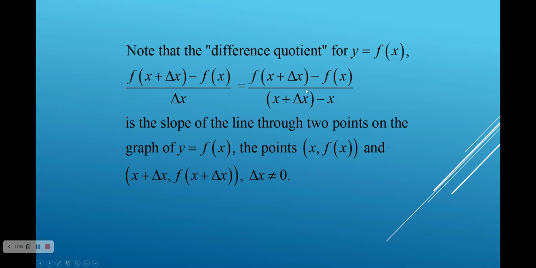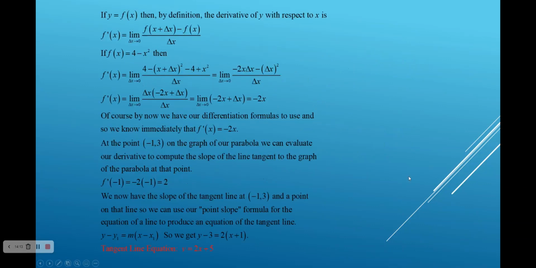So your difference quotient is actually giving you the slope of a line through 2 points on the graph of your function, as long as your delta x is not 0. This point and that point, picking a value for x and a value for delta x, give you 2 points on the graph of your function. So in calculus, what we do here is we take this difference quotient and compute the limit as your delta x value gets closer and closer to 0, which is what was happening in the pictures I've been showing you.